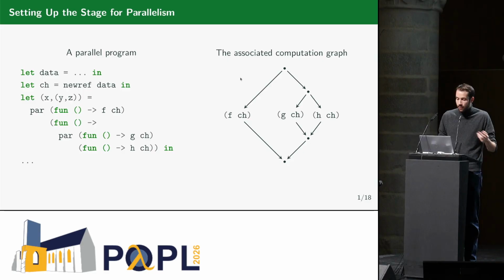Each vertex is either a sequential unit of computation or a subgraph. Two outgoing edges are a fork, and two ingoing edges are a join. So here we have F, J, and H. And disentanglement is a property of data accesses.